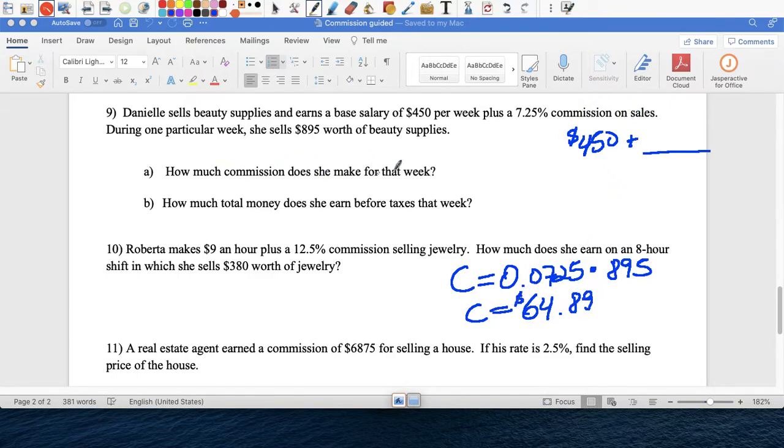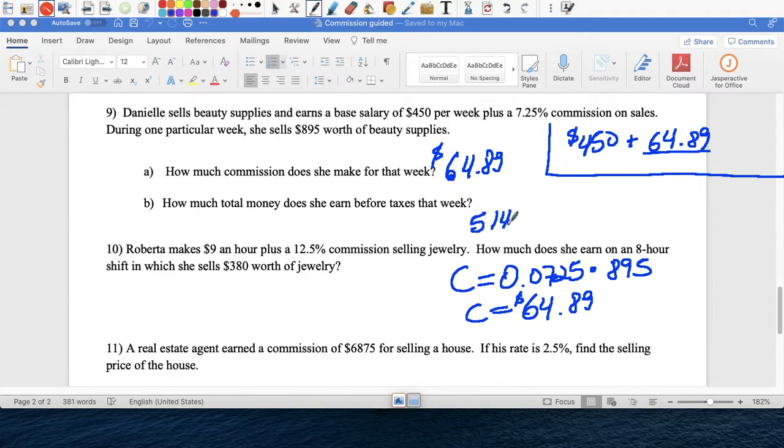Okay. So how much commission does she make for that week? There's your answer, $64.89. How much money does she earn before taxes that week? For the whole week, she's going to make the $450 that she gets paid, her weekly salary, plus the $64.89 in commission. 450 plus 64.89 gives us 514.89. So she's going to take home $514.89, before I take away the taxes, but this is what it's going to be based on.